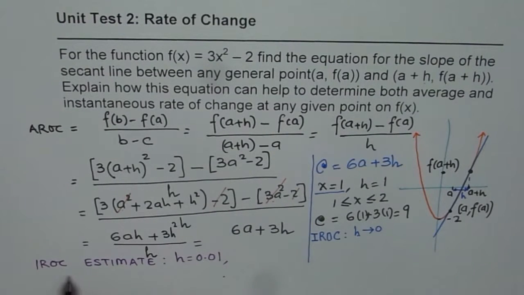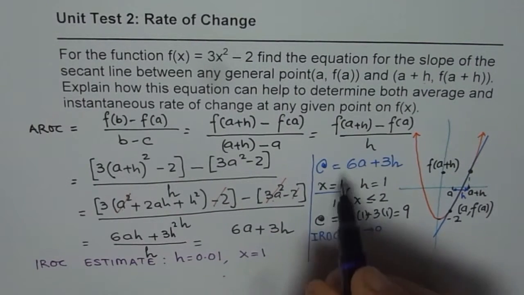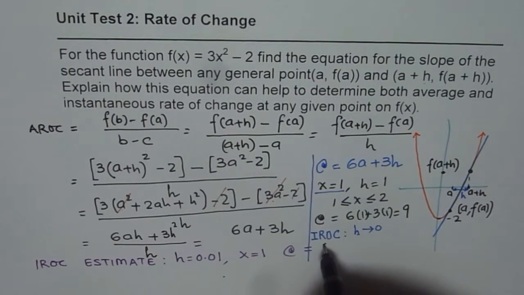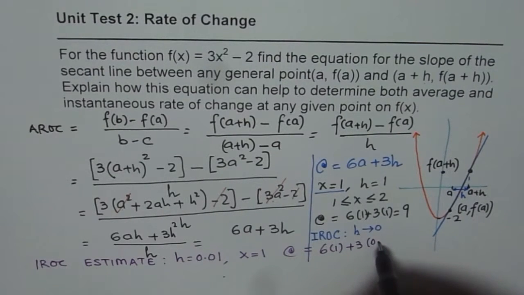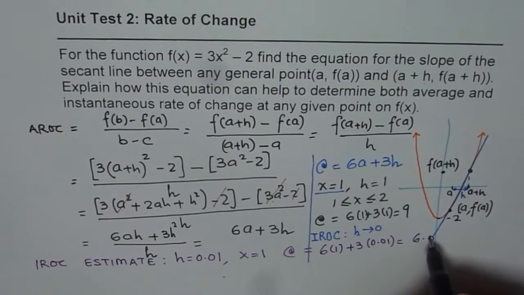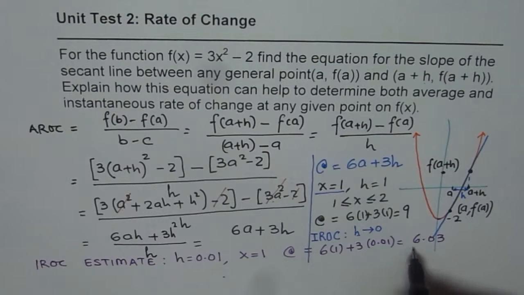So now let us estimate the instantaneous rate of change at x equals 1. Then what will it be? It will be equal to 6 times 1 plus 3 times 0.01. Do you see that? So it becomes 6.03. So that is accurate to 2 decimal places. If I have to estimate to 3 decimal places, I will use the value of h as 0.001. That is very critical for you to understand, right?